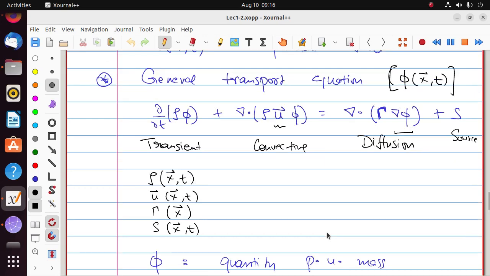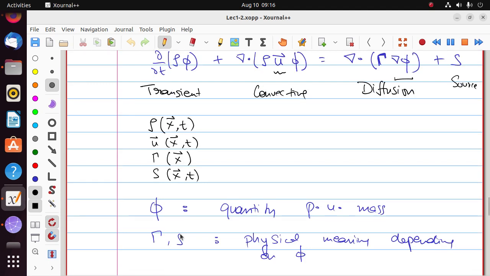So phi is a quantity per unit mass, that's how we have written the equation. When you multiply density with it, you get quantity per unit volume. So we tend to write equations in the units of per unit volume so that things can vary with space. All the parameters here are typically written as functions of the x vector, which is the position vector. So that is a function of x, y, z coordinates in the domain.